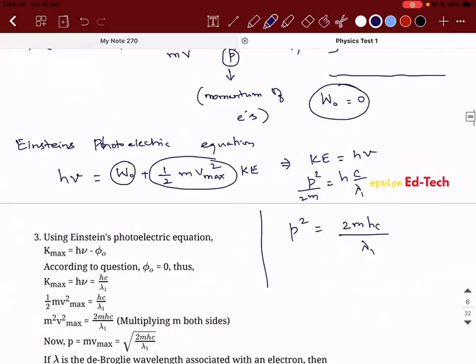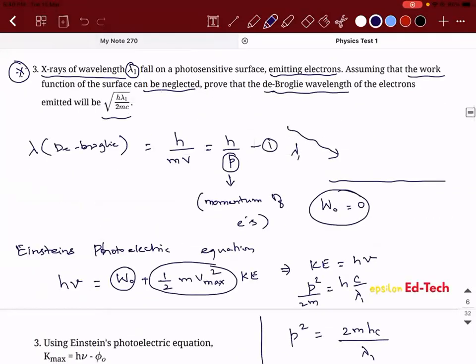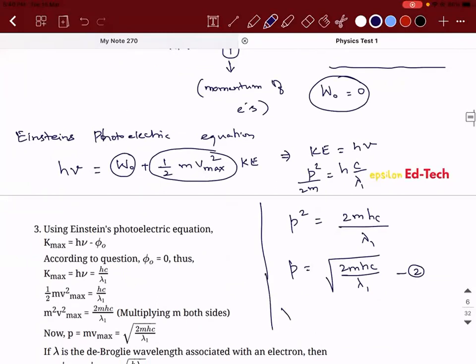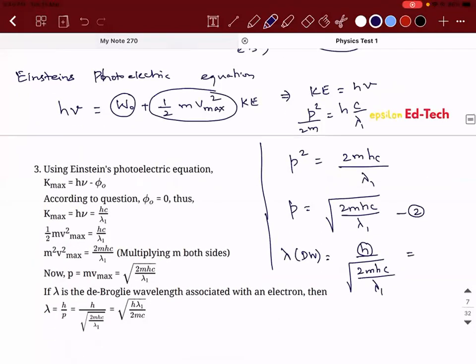Then what is the value of p? p will be equal to square root of 2m hc divided by lambda 1. Let me call this equation number 2 and the earlier one equation number 1. Then the de Broglie wavelength will be equal to h divided by p, and p is root of 2m hc divided by lambda 1. The h in the numerator gets cancelled by the root of h, so you'll be left with root of lambda 1 into h divided by 2m into c. So this is the required answer.